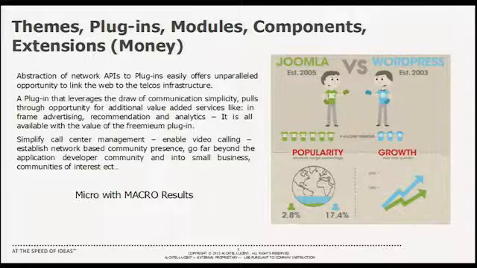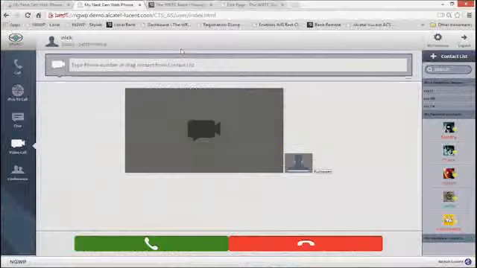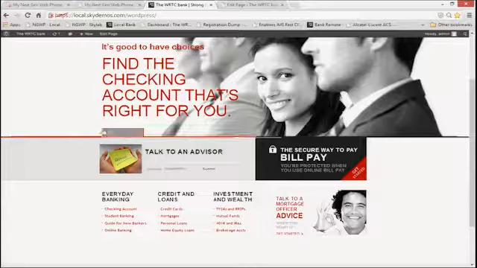The language behind that, if we go to the next slide, is themes, plugins, modules, components, extensions, and in my mind, some money. And I'm going to show you some stuff that we're doing very simply in adding our call APIs into a banking site. So really what happened was some folks from our enterprise group asked me to do some demos for a large bank.